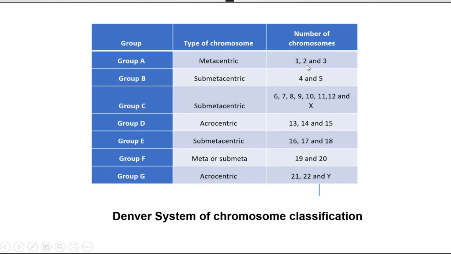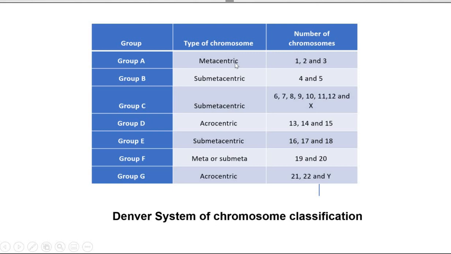Group A will consist of chromosomes 1, 2, 3. B will consist of chromosomes 4 and 5. C will consist of chromosomes 6 to 12 and X. D will consist of chromosomes 13, 14, 15. E will consist of 16, 17, 18. F will consist of 19, 20. And the last one, G, will consist of chromosomes 21, 22 and Y.